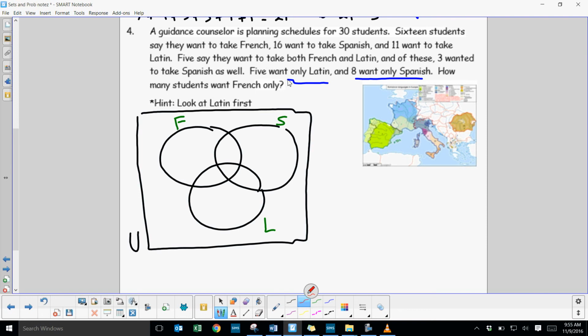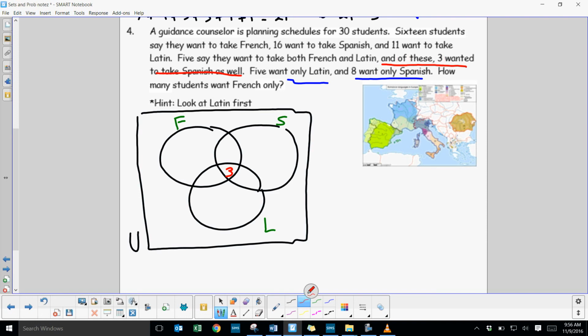Are we told how many want all 3? That's something to look for. 16 take French, 16 want to take Spanish, and so on. So we might not have been told... let's see, and of these, this is actually where it's done. 5 say they want to study French and Latin, and of these, 3 wanted to take Spanish as well. So these 3 students want to take French and Latin, and they also want to take Spanish. So they've told us there, in a quite complicated way, that there's 3 in the middle. That's a bit tricky to work out from the beginning.